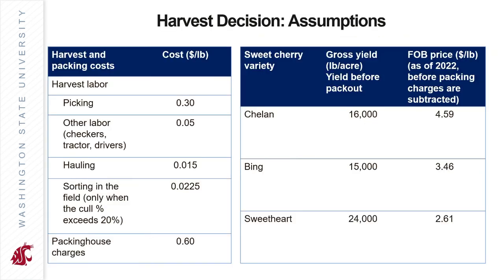Based on that, we have these assumptions. We made assumptions about harvest labor cost, packing house charges, and then different baseline yields and prices for cherries. And here I stop and I give it to Suzette, so she will explain her findings.